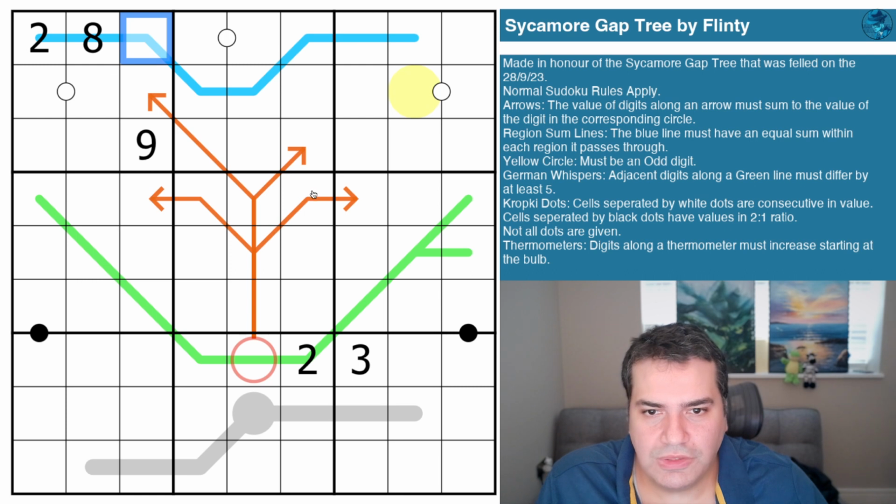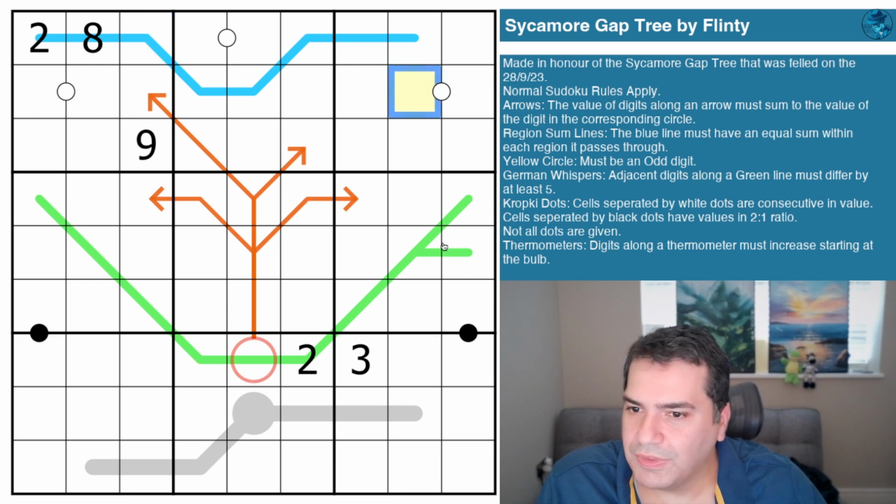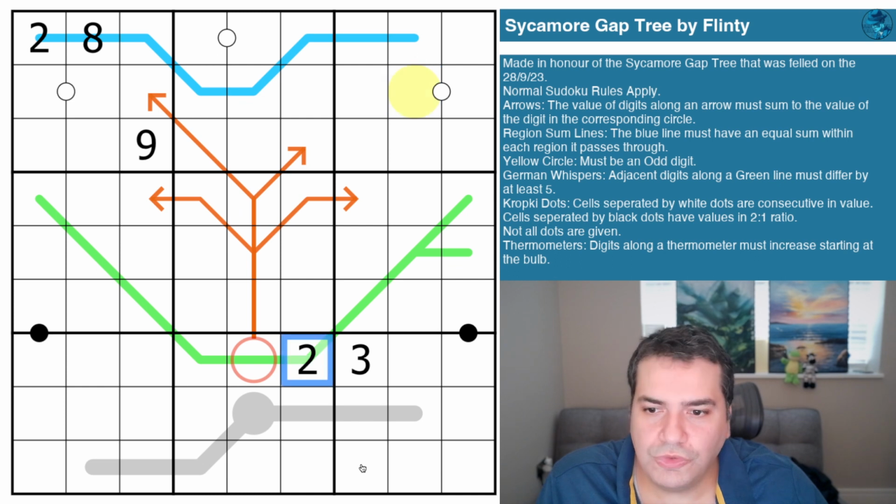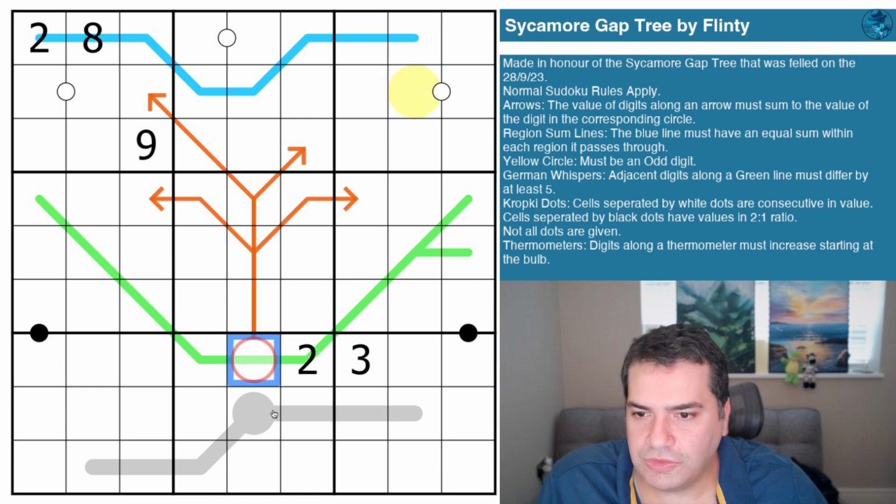We've got yellow circle must be an odd digit, so the sun here must be an odd digit. So that's 1, 3, 5, 7, 9. German whispers. Adjacent digits along a green line must differ by at least 5. So let's use the 2 that's given in here. This digit, which is adjacent to it on the same line, must be 5 or more away. So that could be 7, that could be 8, that could be 9. It couldn't be 5, it couldn't be 4, because that's not 5 or more away.